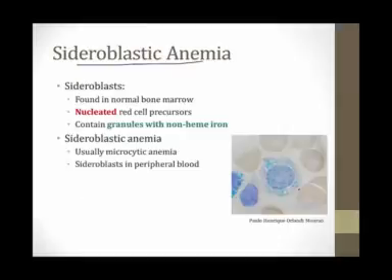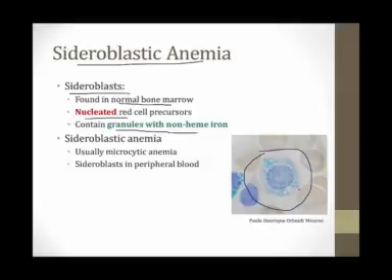So first let's talk about some terminology. Sideroblasts are found in normal bone marrow. They are nucleated red blood cell precursors, and they contain granules with non-heme iron. This is a picture of a sideroblast shown on the screen here. These little blue granules have non-heme iron inside of them.